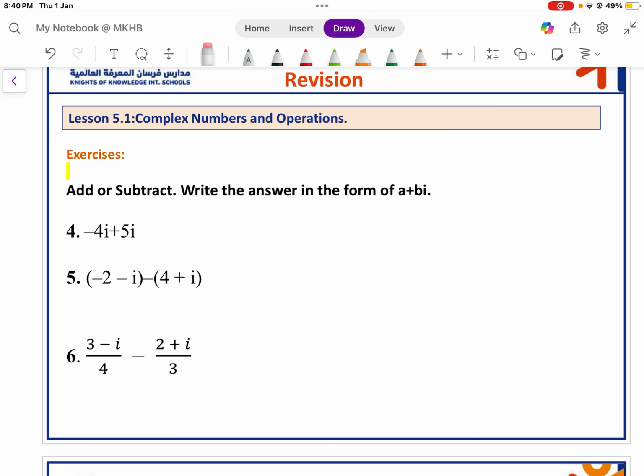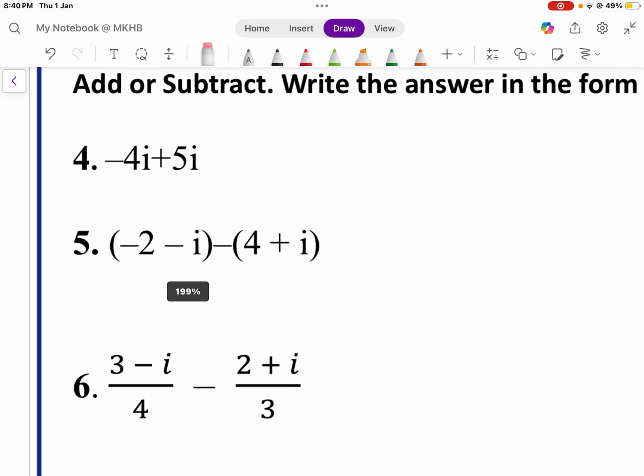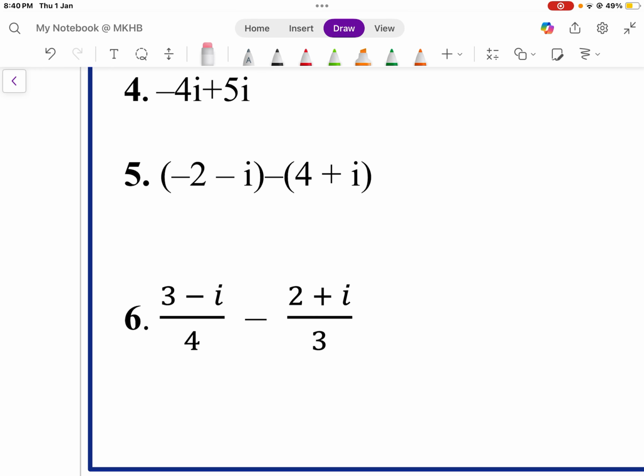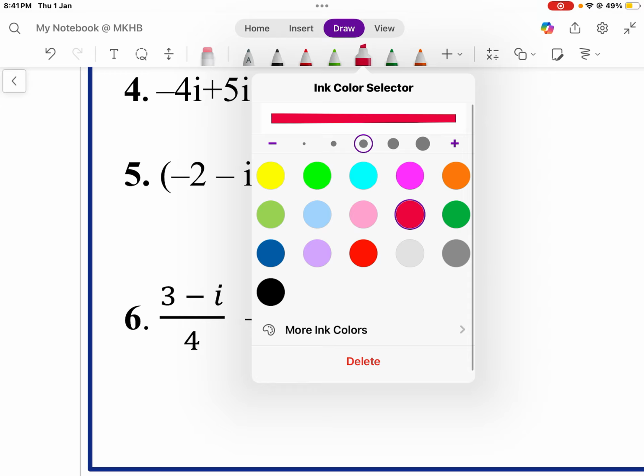Our mission today is to revise complex numbers and operations, 5.1, grade 9. My dear student, I know you know, but just to remind you how to add or subtract a complex number. Now we are here. If I have this complex number, subtract this complex number, how do we deal with this? Actually, we have to pay attention to this.